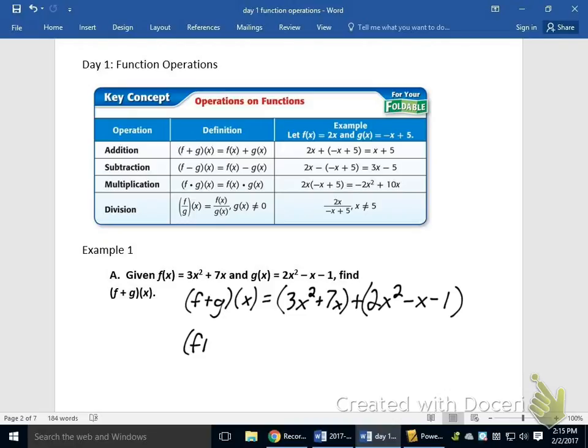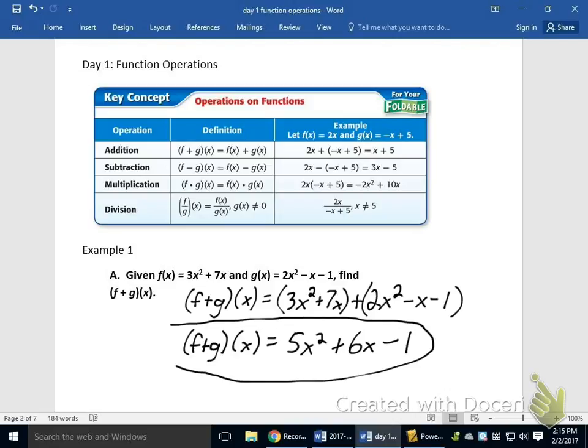So I'm going to go ahead and get into this. This will go into combining like terms. 3x squared plus 2x squared makes for 5x squared. 7x plus negative x will make positive 6x, and then there's nothing combined with the minus 1 at the end. This would be my simplified answer for f plus g of x.